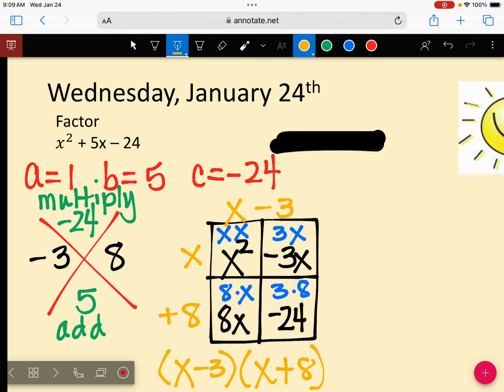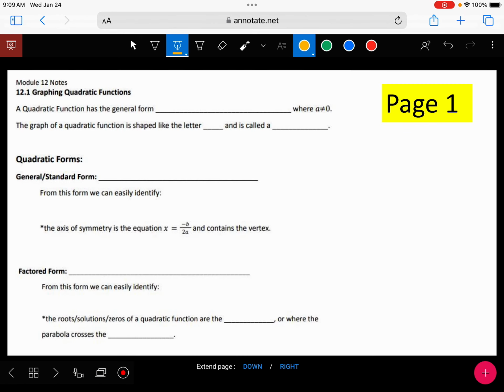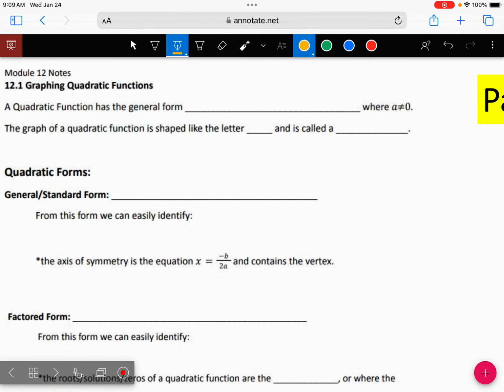So next Friday, you're going to have another quiz. So if yesterday didn't go so well, guess what? You get another chance to bring up your grade next Friday. So we're going to get started with some vocab. So let's go to page 1 in your notes.